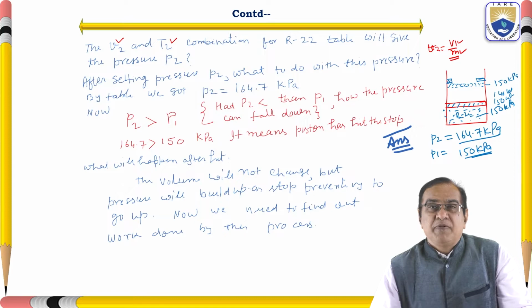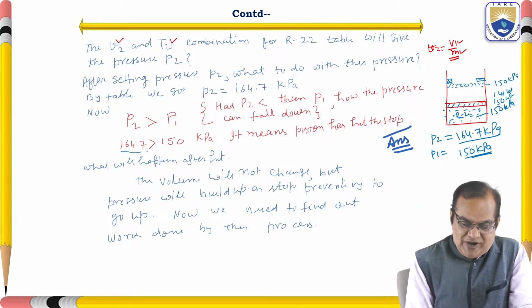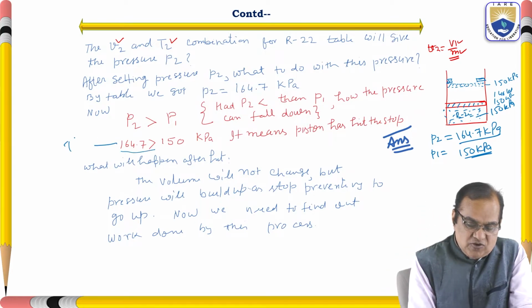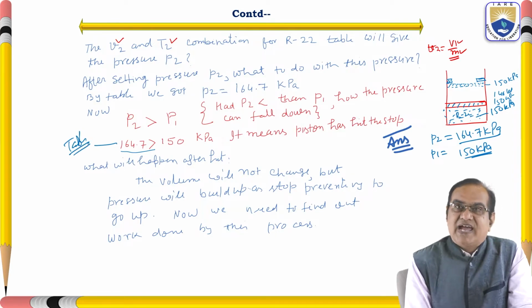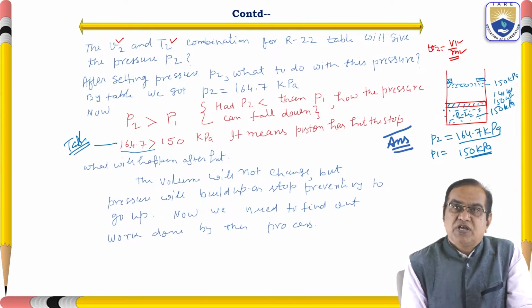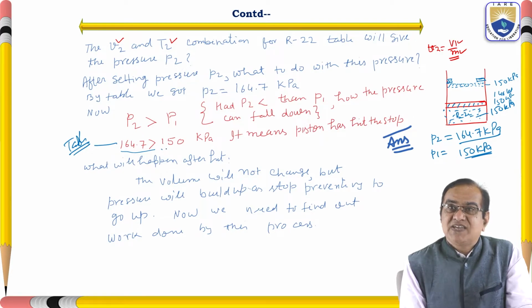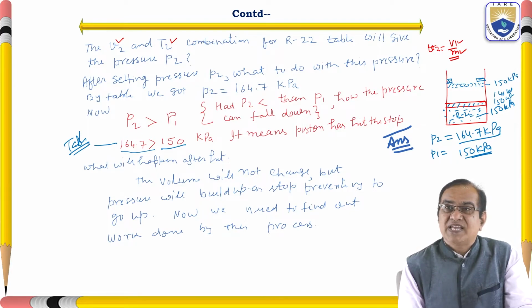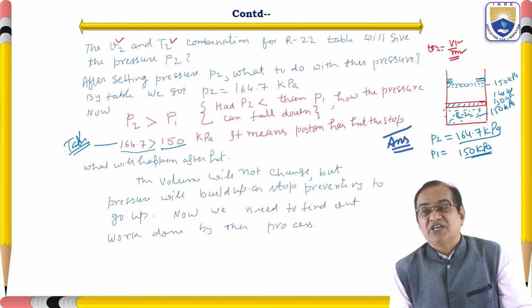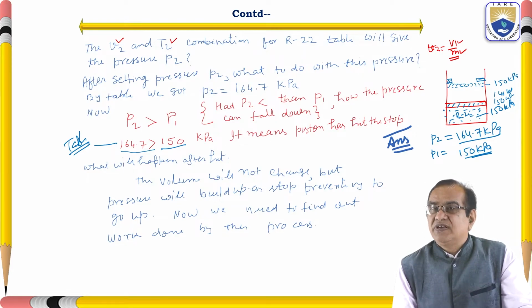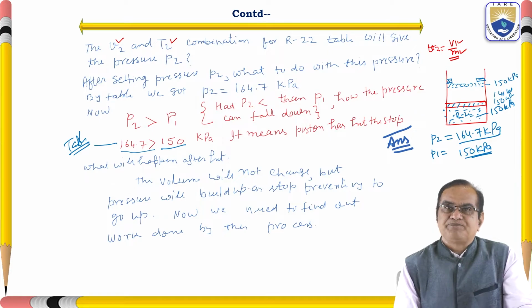So P2 is 164.7, which we have got from the table. Understand that we know the V2 and T2, and from there we can find this. This is given already. So from here we can find that this pressure is higher than the initial pressure. It means the piston has hit the stop. And this is the answer of the first question, which is mentioned here.